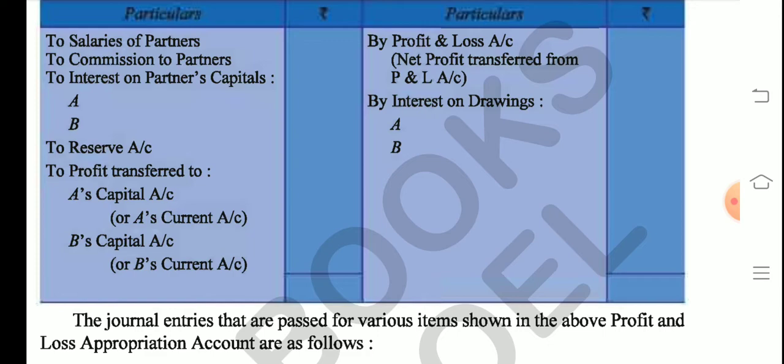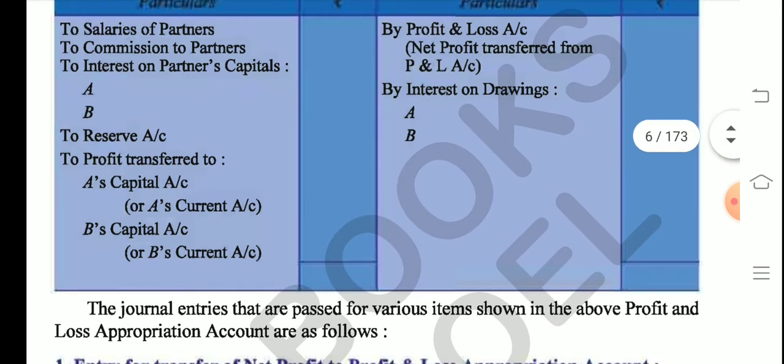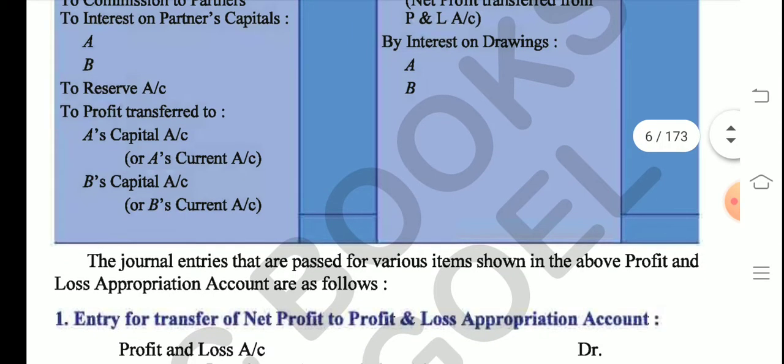So profit transfer to A's capital account, B's capital account. Students, here basically whatever profit is left, after giving all the salary, commission, interest on partners' capital, and also after receiving the interest on drawings, the profit is calculated here, and the profit is to be divided among the partners and written in their respective capital accounts. In brackets you can see current account is also written.